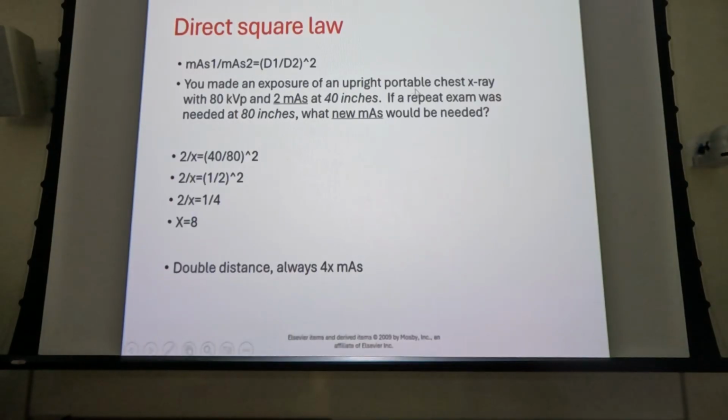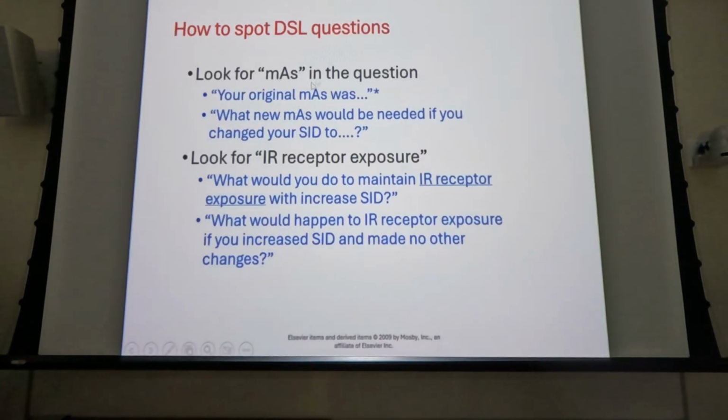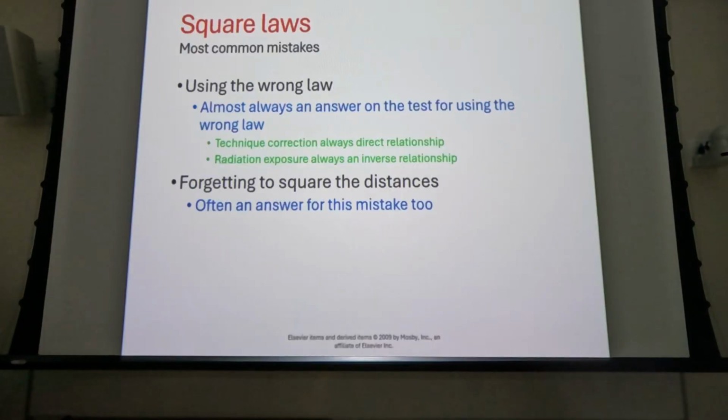So direct square law looks like that. Remember that, if you're going from 40 to 72, it's again going to be 3.24. Look for those catch things for each one of those. And again, most of the time that you're going to make a mistake, it's going to be one of 2 things. You either forgot to square the change in distance, or you just went in the wrong direction. Remember, if you're looking for dose, you increase distance, you decrease dose. If you're looking for changes in technique, you increase distance, you increase technique, right?